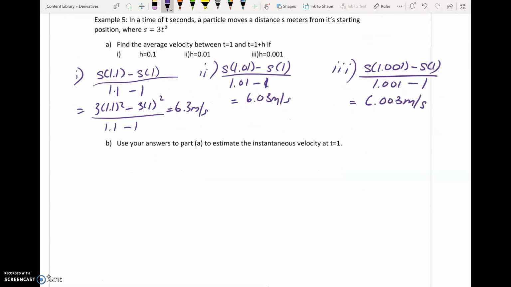So if you look at all of our answers in A, we got closer and closer to t equals 1 by having a smaller and smaller interval. Now, if you look at how our numbers changed, it went from 6.3 meters per second to 6.03 to 6.003. So really, once we get closer and closer to 1, it's probably going to converge to 6 meters per second. So we can say that m tan at t equals 1 is going to be about 6 meters per second.